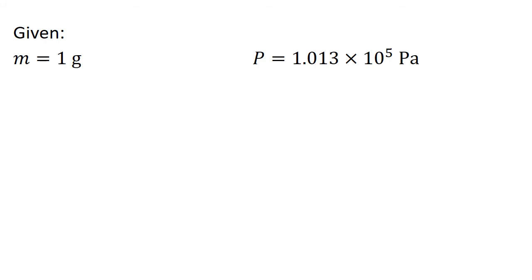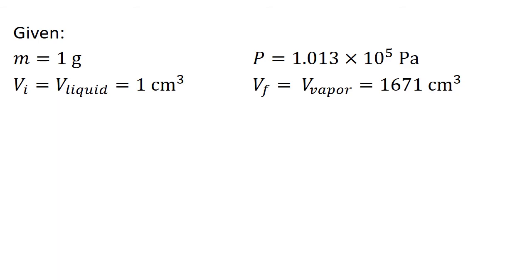For part number 2 pa rin, example number 2, bukod sa work, pinapakuha din yung change in internal energy. So far yan pa rin yung mga given. Mass 1 gram. Pressure is still constant at atmospheric pressure. The initial and final volume, liquid state and gas state. And of course, kanina na-solve na natin yung work done. So, kakailangan natin yung work done.